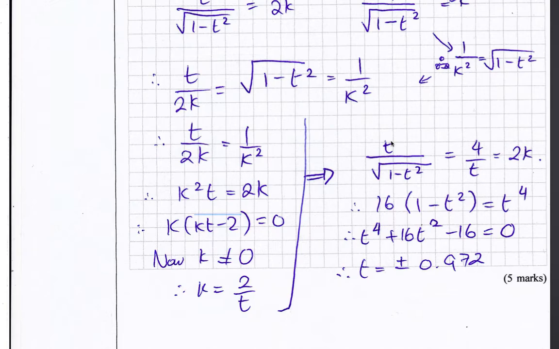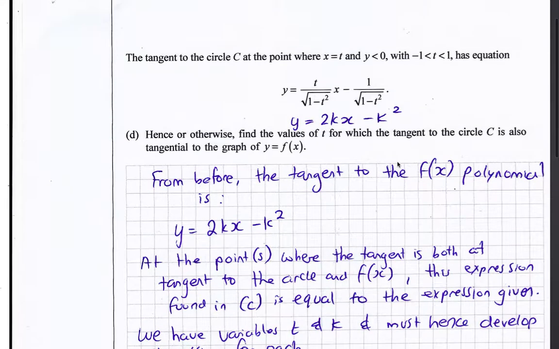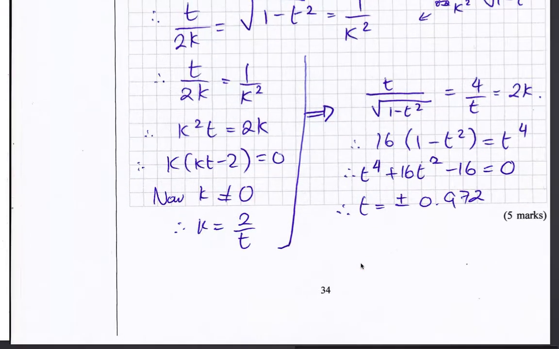Anyway, the next process is to remember from before that we had an expression for t and k, and we can use this expression to find t, because we now know k in terms of t. So t divided by the square root of 1 take t squared is equal to 2k. We know that from before when we did our little equating. And that's now equal to 4 on t.